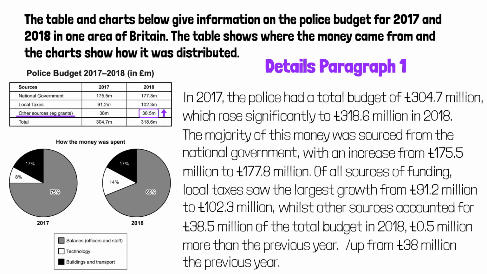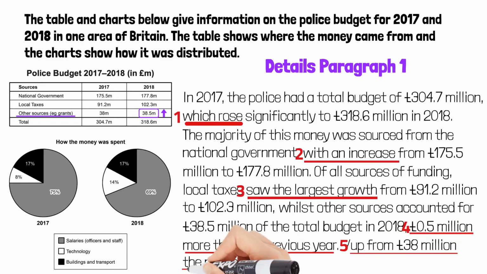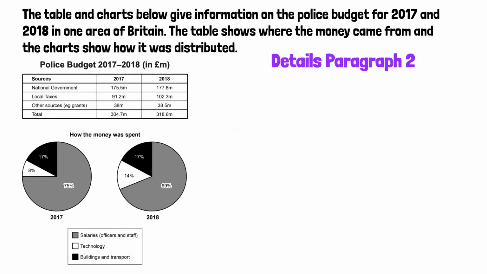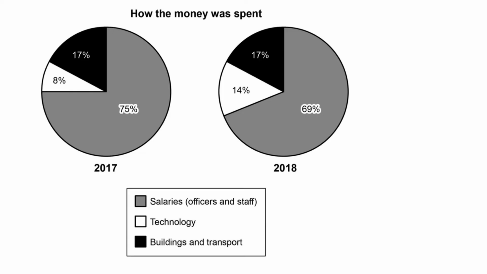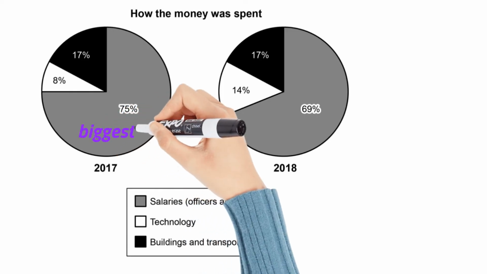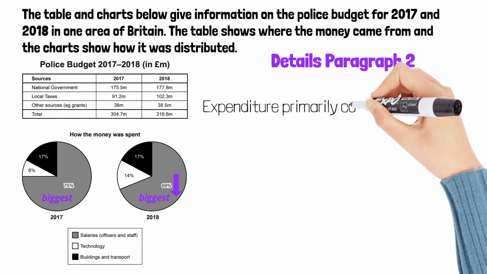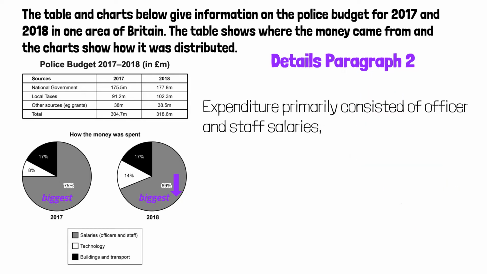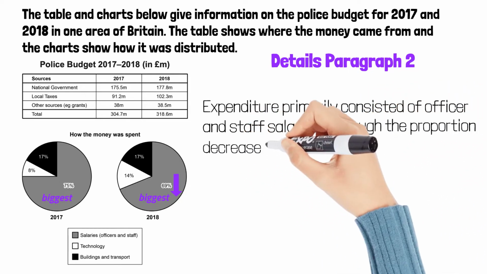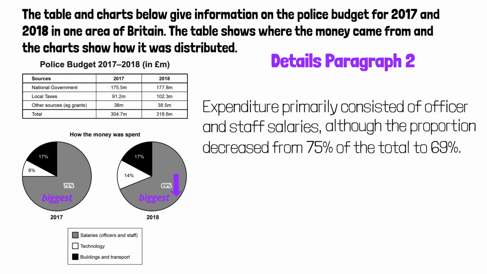Here are all the ways I used in this paragraph to describe the trends. Which rose, with an increase, saw the largest growth. 0.5 million pounds more than the previous year, up from 38 million pounds the previous year. Details paragraph 1 is done. Now details paragraph 2, the pie charts. In terms of salaries, I will say that they were the biggest category. I will also say that they decreased. Expenditure primarily consisted of officer and staff salaries, although the proportion decreased from 75% of the total to 69%.